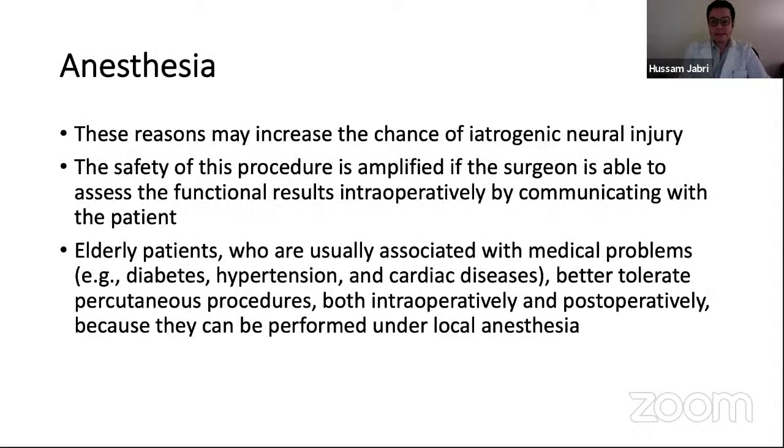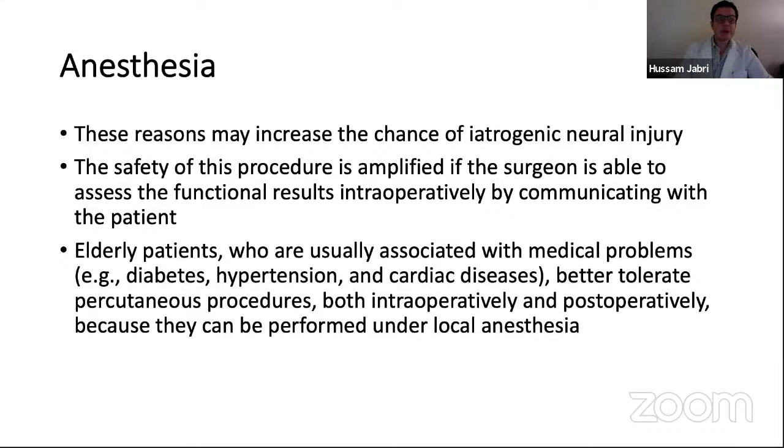For these reasons, iatrogenic neural injury increases, and the safety of this procedure is enhanced when you can communicate freely with the patient under local anesthesia to monitor pain if you are pressing on the exiting or traversing nerve root or the thecal sac. The patient can immediately tell you that he has pain or numbness during the procedure. So this is a very important reason.